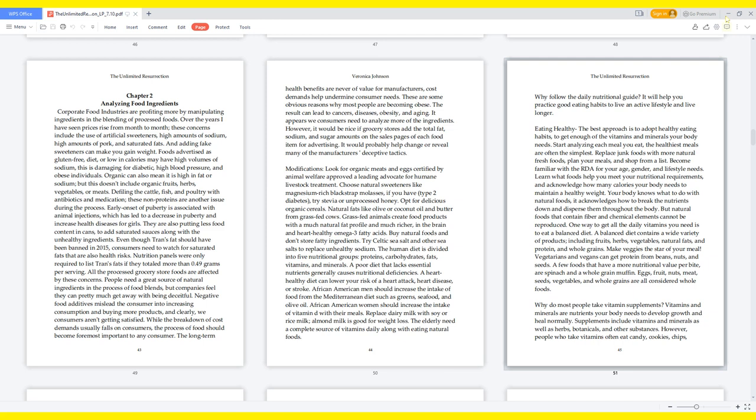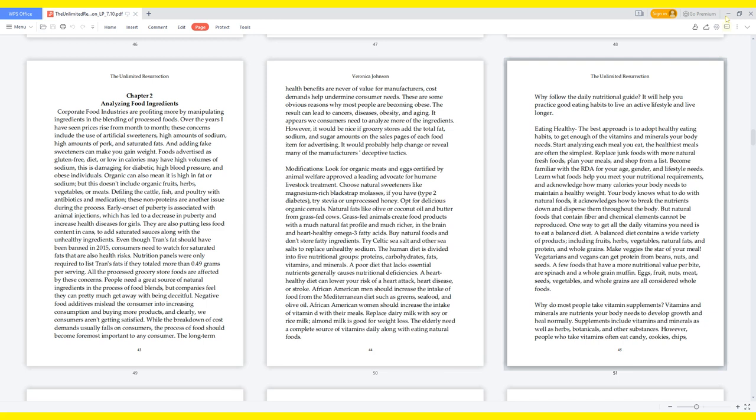A balanced diet contains a wide variety of products, including fruits, herbs, vegetables, natural fats, protein, and whole grains. Make veggies the star of your meal. Vegetarians and vegans can get protein from beans, nuts, and seeds. A few foods that have more nutritional value per bite are spinach and a whole grain muffin. Eggs, fruit, nuts, meat, seeds, vegetables, and whole grains are all considered whole foods.